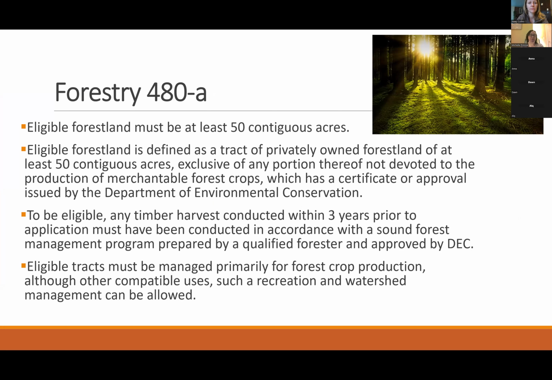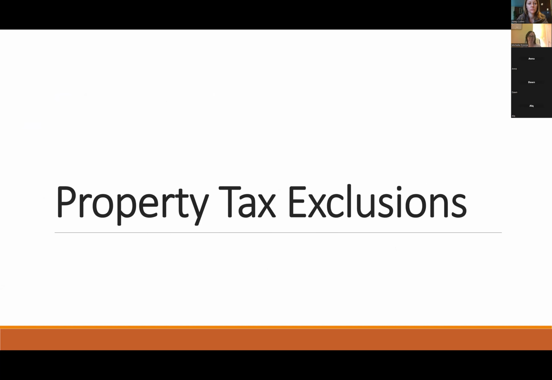A couple of other things that we have for landowners as an option. If you have a lot of forest land, that has to be at least 50 continuous acres, there's something called the Forestry 480A program. And that is also a reduction in your property taxes. I think I read earlier it was 100. Oh, yeah, it lowers your taxes by up to 80% of the assessed value of your property. So that is a nice option if you just have a lot of forest land and you're able to get into the 480A program. You can not pay as much taxes on that.